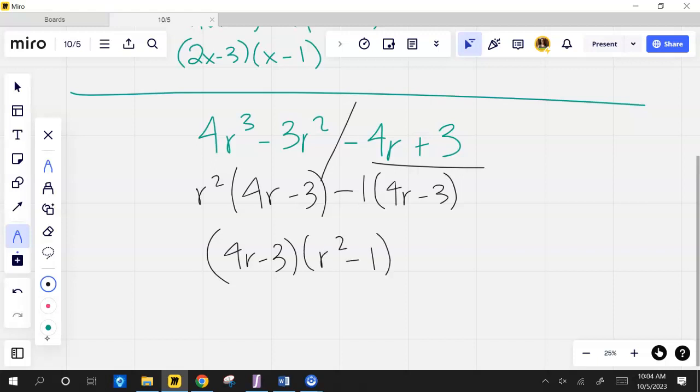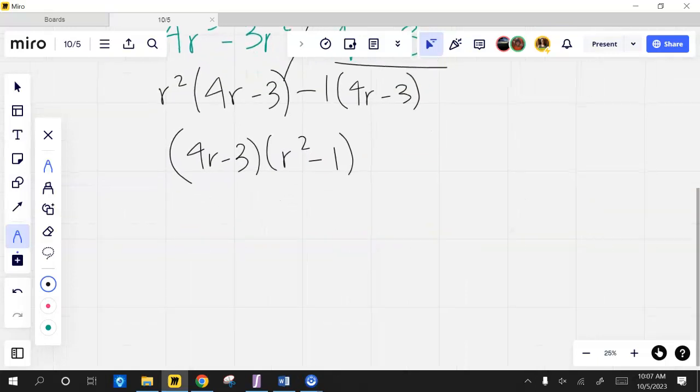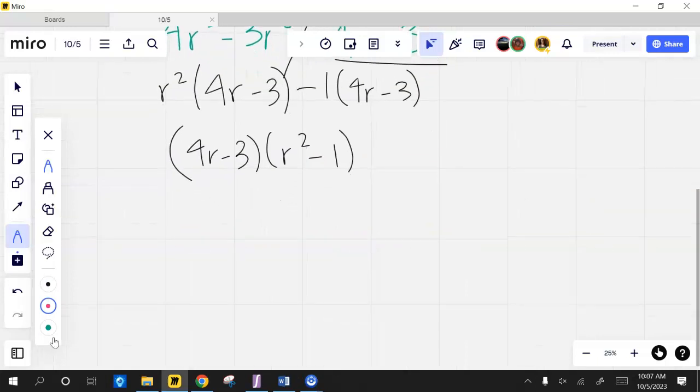Now what do you notice? What do you notice about what's left here? What do you notice about these two pieces is what I'm getting at. Anybody see anything special? Got to rewind back to unit 1.